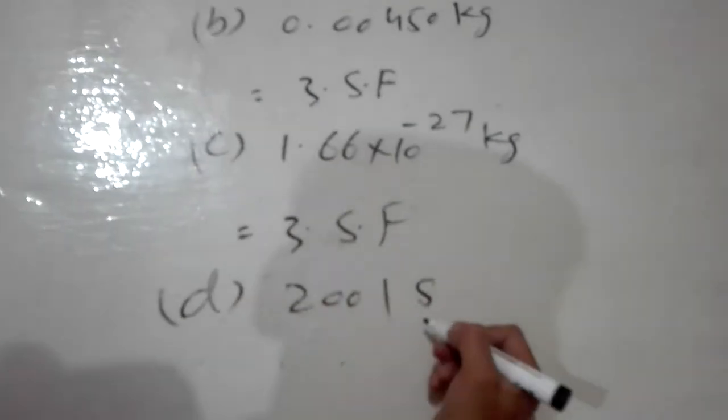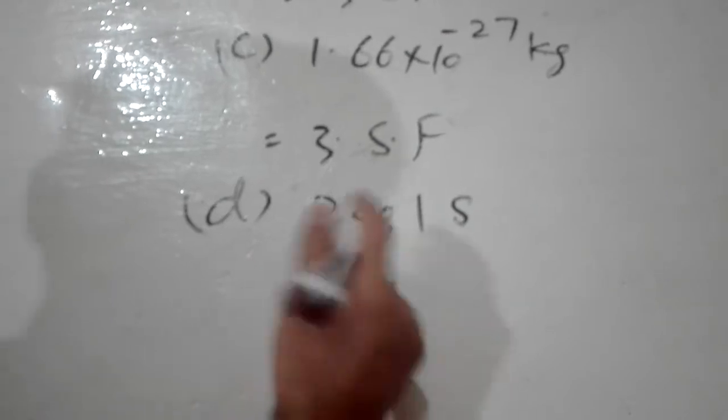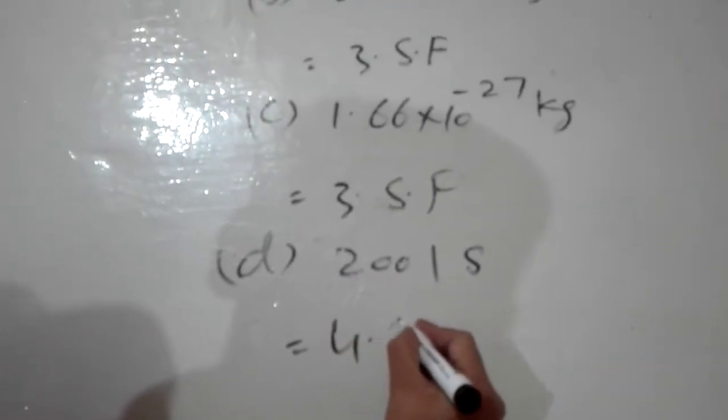In D part, that is too easy. Second, it is S for second, time. So how many are here? Clearly 1, 2, 3 and 4. 4 significant figures. Pause. The last numerical is also so simple and easy.